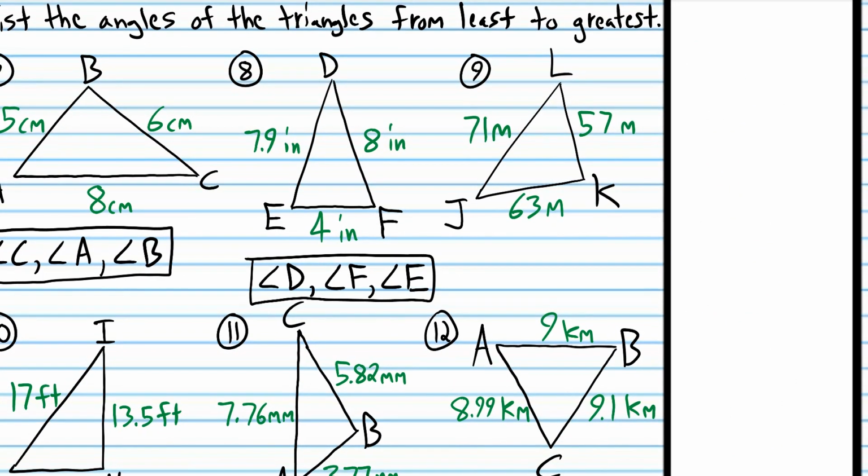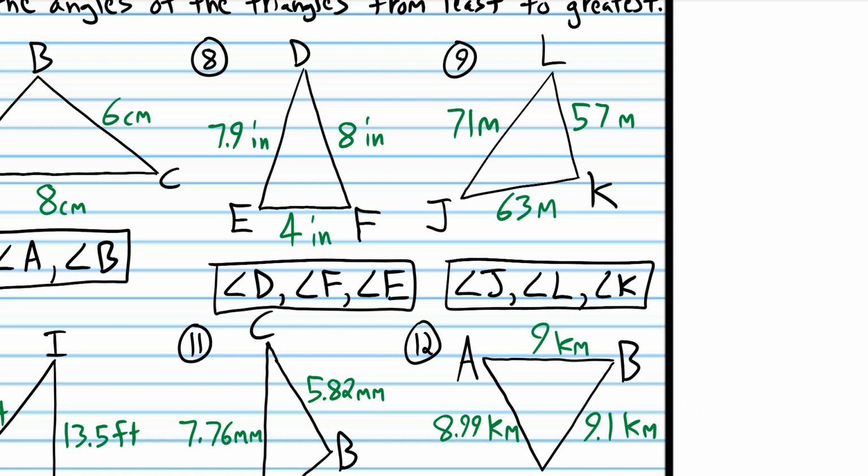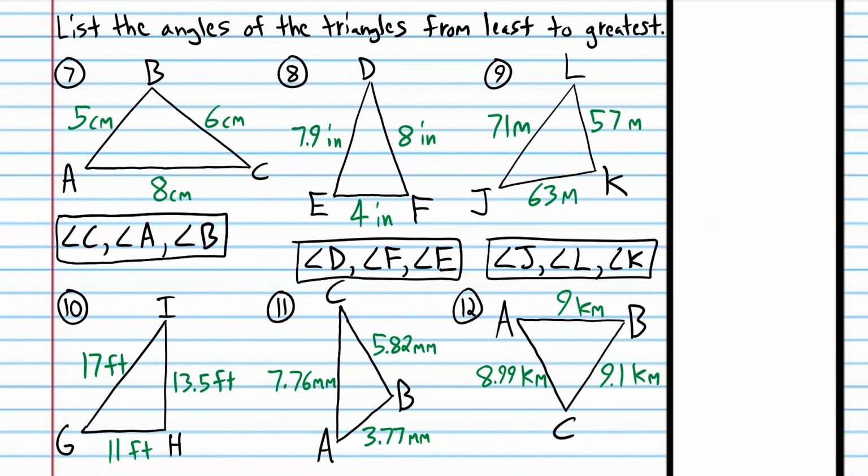All right, number 9. 57 meters is the smallest side, so the angle opposite the smallest side, angle J, must be the smallest angle. 63 is the next biggest side, so the angle opposite 63, angle L, must be the next biggest angle. And the biggest side is 71 meters, so the angle opposite the biggest side must be the biggest angle. And there you go. So you can see these problems are really not difficult at all.